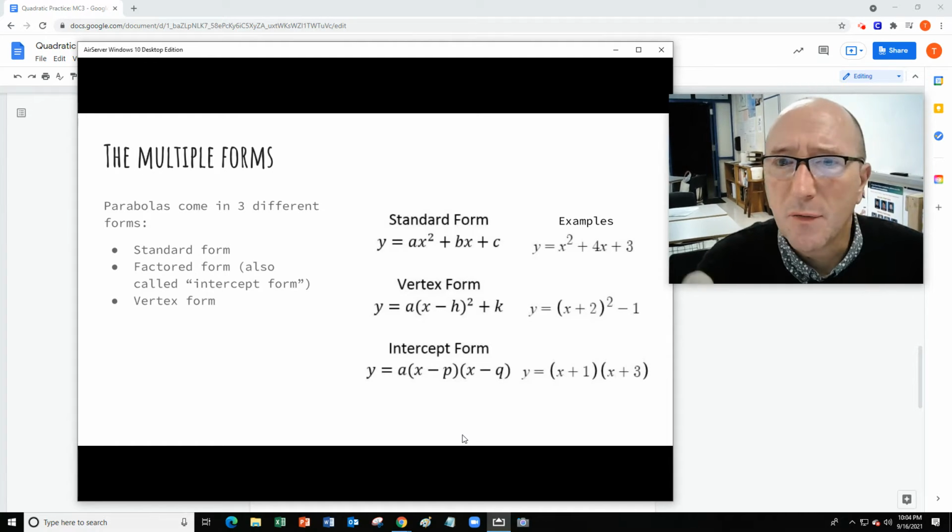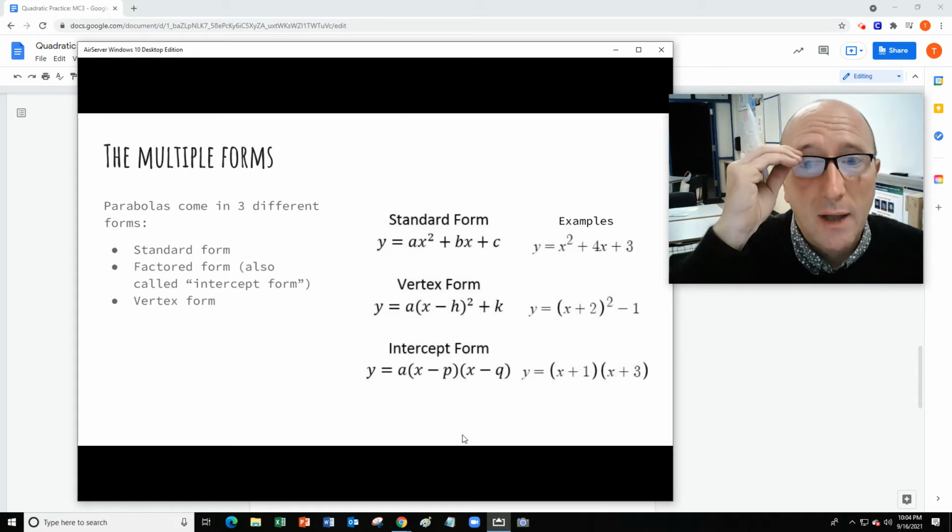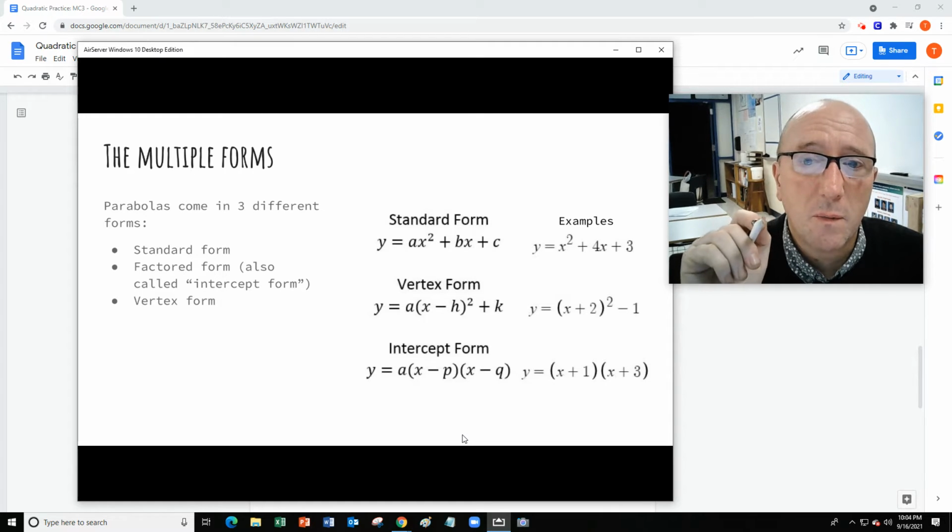That's what factoring is. For example, finding two numbers that multiply to 3 but that add up to 4. In this case, that would be 3 and 1. 3 times 1 is 3 and 3 plus 1 is 4. That's why we got that x plus 1 times x plus 3 at the bottom down there. Today you're going to learn how to convert from standard form to vertex form.